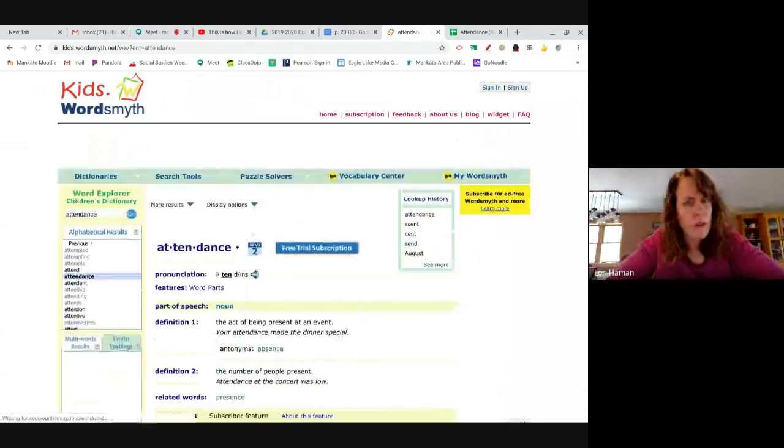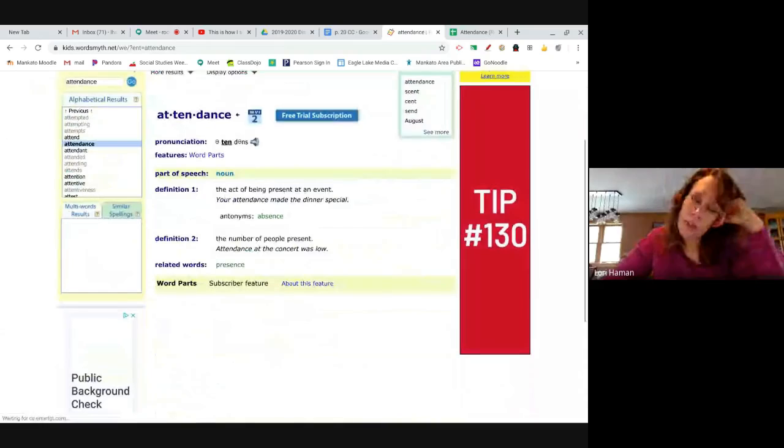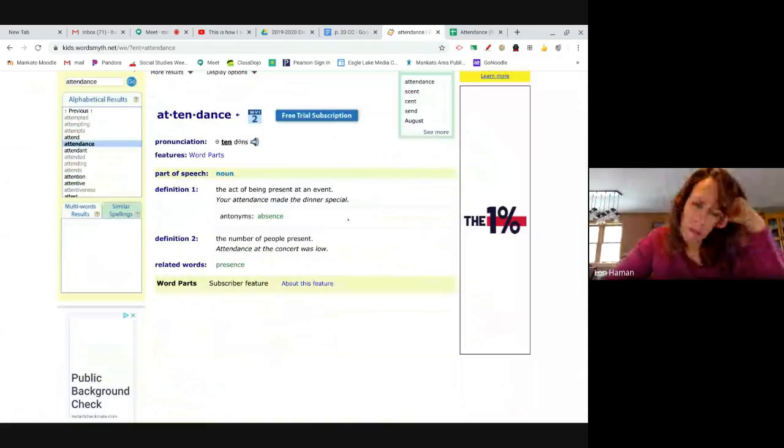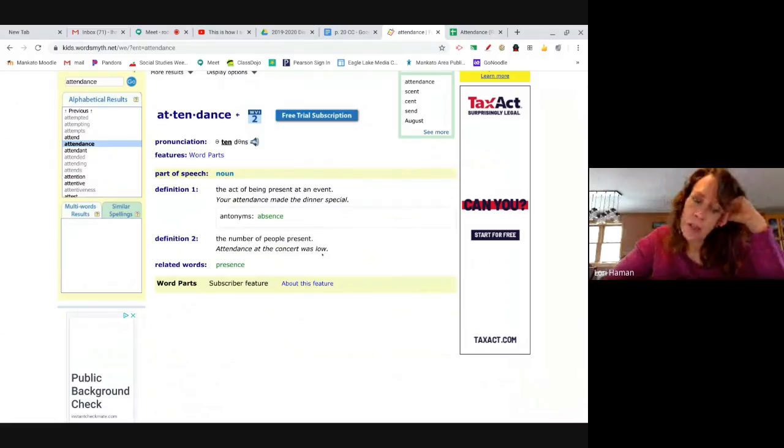You bet. What's the definition? The act of being present at an event. Well, school's an event, right? The number of people present. Oh, that'd be like school attendance, right? How many people are in attendance? Yeah. Let's take a look how neatly we can figure out how to spell this word.